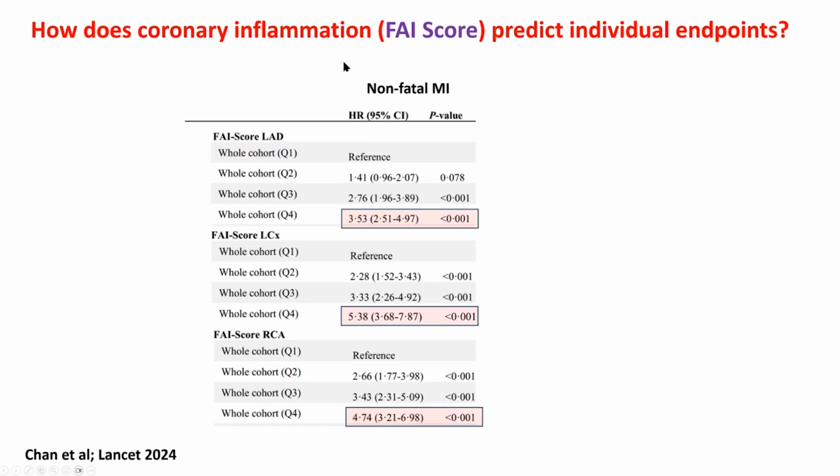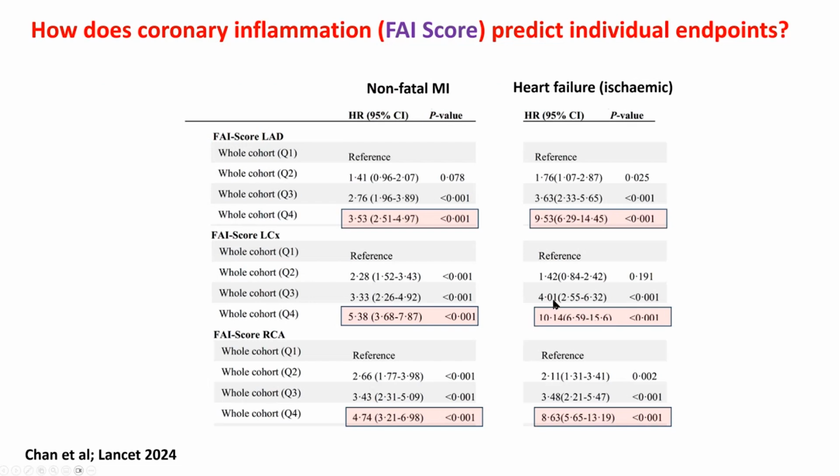Looking into the specific non-fatal endpoints, you see that if you have high inflammation, if you belong in the top quartile of the distribution of inflammation in any of the 3 coronary arteries, you have between 3.5 and 5.3 times higher risk of a non-fatal MI. And more importantly, this also predicts ischemic heart failure without a previous formal myocardial infarction. This means that measuring inflammation in the epicardial arteries gives you information about the coronary microcirculation, which will lead to ischemic heart failure without formal epicardial artery obstruction.